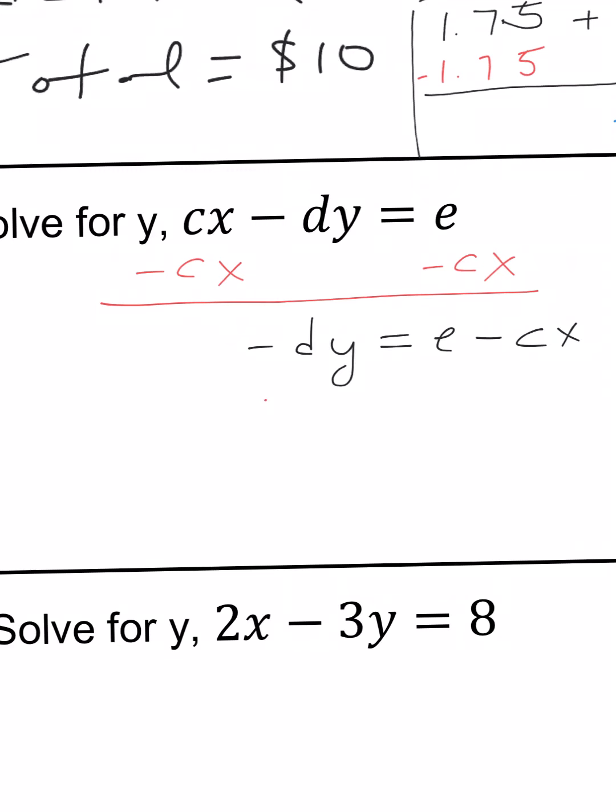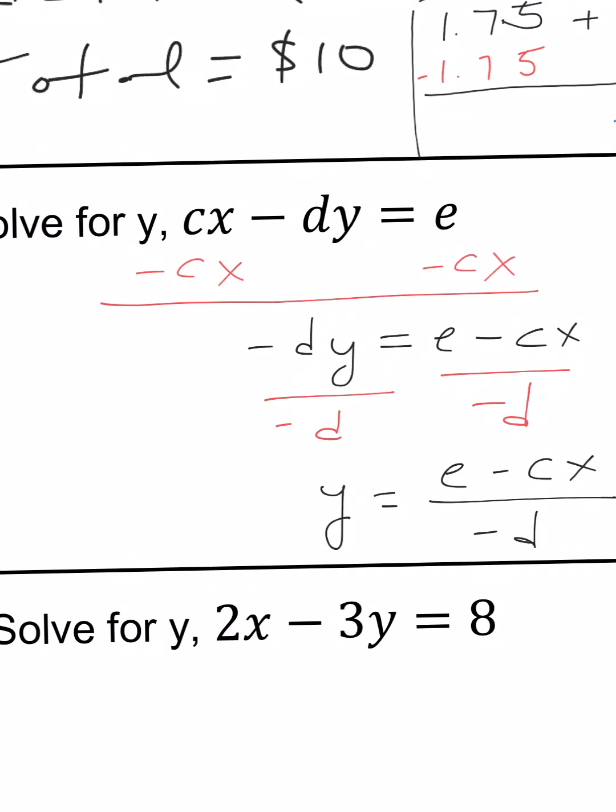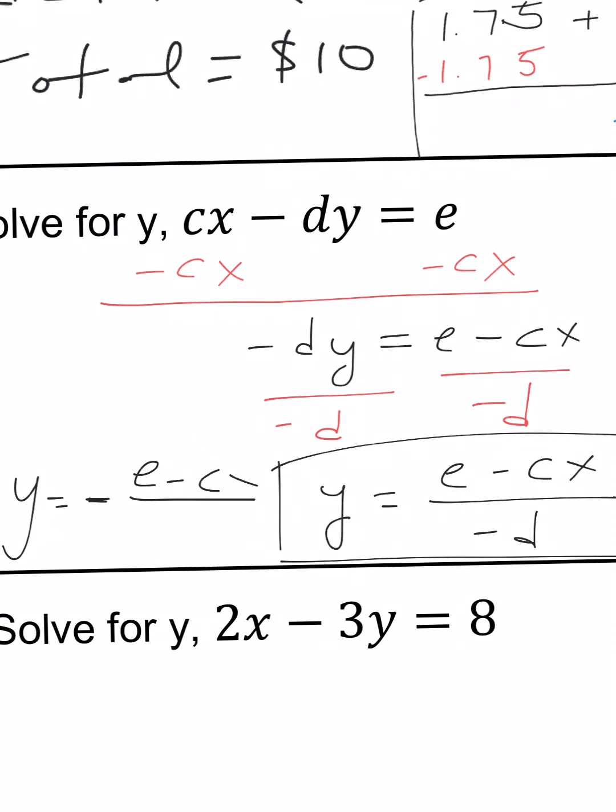The next thing I have to do is divide each side by negative d. So then my answer is y equals to e minus cx, all that divided by negative d. Okay? Now, your answer selections could look like this. Y equal to a negative sign in the front of the division sign, and that still means the same thing. Okay?